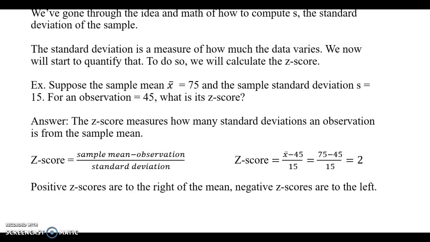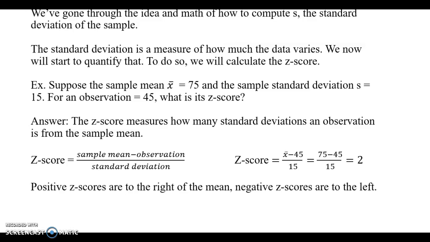Suppose the sample mean x bar is equal to 75 and the standard deviation for the sample, we call that S, is equal to 15. And one of the numbers we're using in our data set is 45. What's its z-score? Well, the z-score simply measures how many standard deviations an observation is from the sample mean. And remember, it could be to the right or to the left.